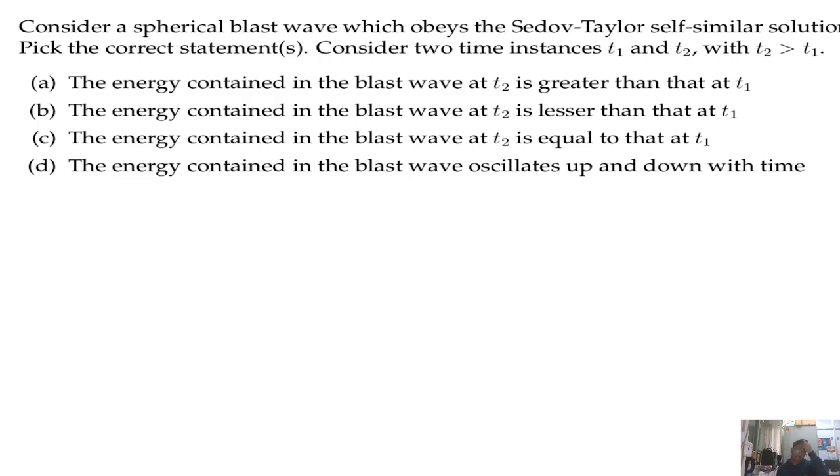The third one is the energy contained in the blast wave at T2 is equal to that at T1, right? So you have some blast wave at a certain time, and then you are equating it with that at some later time, right? So you are telling that both are equal. That means the energy is remaining constant from one time to another, right? So C is the correct answer. Now, the energy contained in the blast wave oscillates up and down with time. That is not the case because energy remains constant.